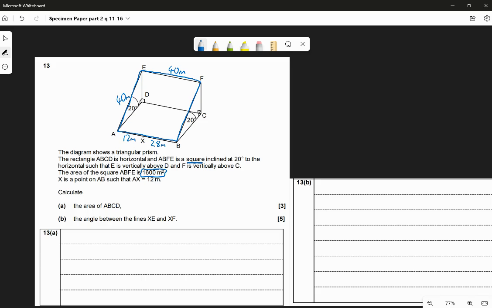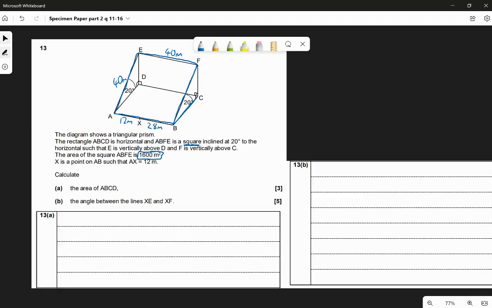Calculate the area of ABCD. ABCD is the rectangle on the bottom of the triangular prism. So to find the area of that rectangle, I need to know the width of the rectangle. I'll know the length, it's 40 meters. So I need to know this width from B to C or from A to D.